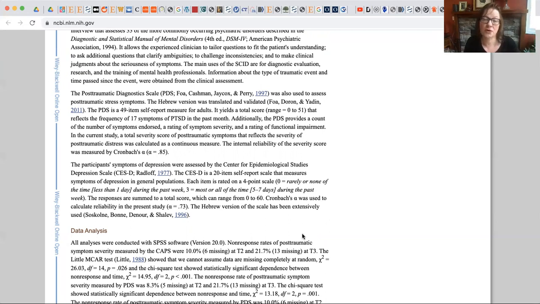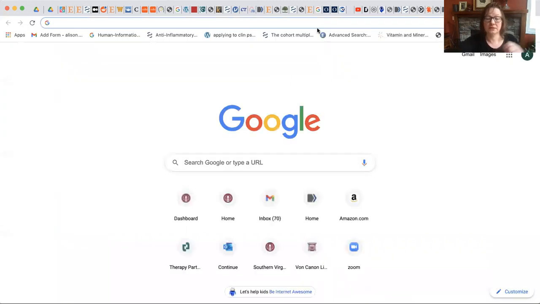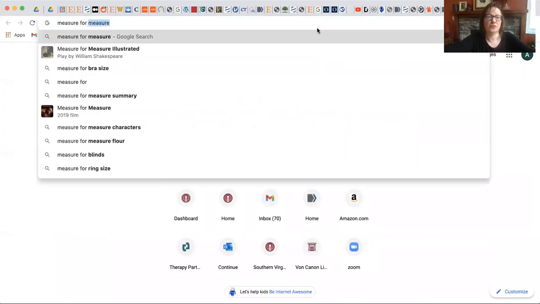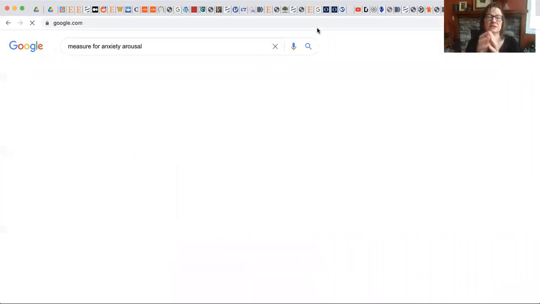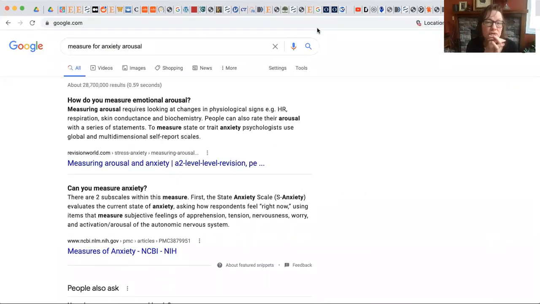So then I'm going to look for a measure of anxiety or arousal, right? So, measure for anxiety arousal. Let's see what happens. How do you measure emotional arousal? Well, physiological signs, that's a good idea. I like that. What if I look at something like heart rate variability? That might be kind of cool. It tells you how easily you can calm down. What about just general heart rate? That would be good. Skin conductance is a thing. You can look at skin conductance.